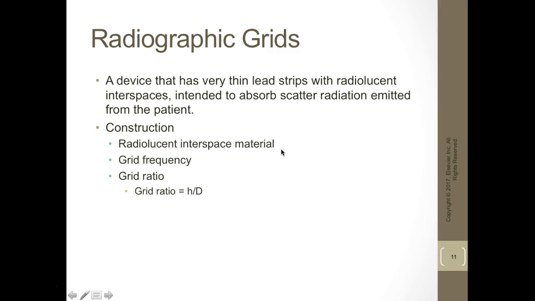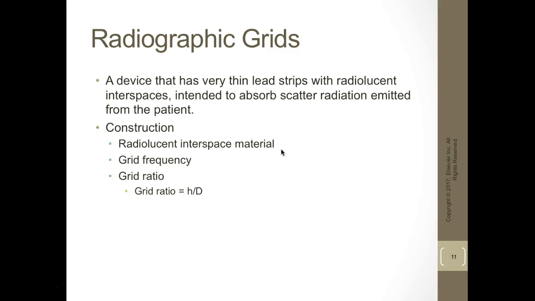All right, so grids. A device that has very thin lead strips with radiolucent interspaces. So it's intended to absorb scatter radiation emitted from the patient. So they have lead strips with a radiolucent interspace in between each lead strip. We're going to talk in another class about your grid frequency and your grid ratio, but your grid ratio is the height over, don't even worry about it. I don't even want you to know it at this point.